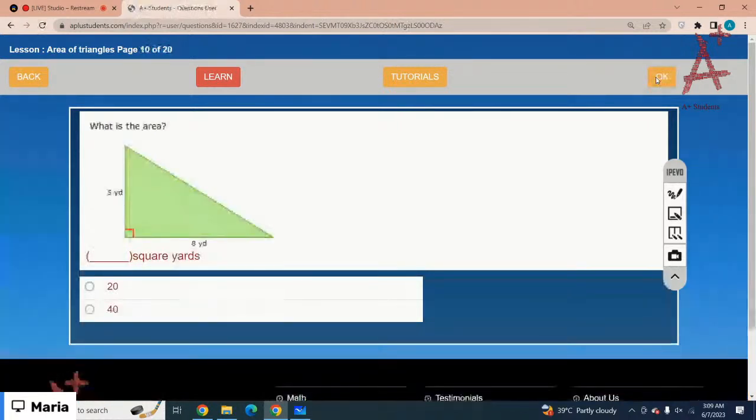Okay, the next one is, what is the area? Again, you have to do half times base times height. Base is 8, and height is 5. 8 times 5 is 40, and 40 divided by 2 is 20 square yards. So it would be 20 square yards.